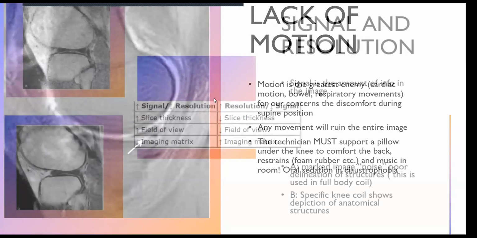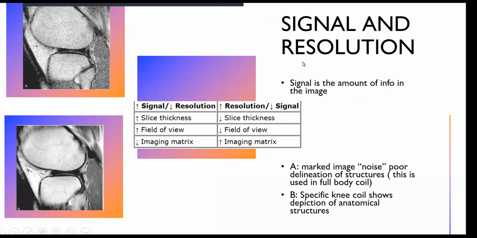So what is signal and resolution? Signal is the most important amount of information from the image. When signal is increased, the resolution will decrease. I marked here in picture A, which is above and below, the same knee, but you can see here marked image noise and poor delineation of the anatomic structure. This is used in a full body coil MRI, while a knee-specific coil MRI gives higher resolution with a low signal.